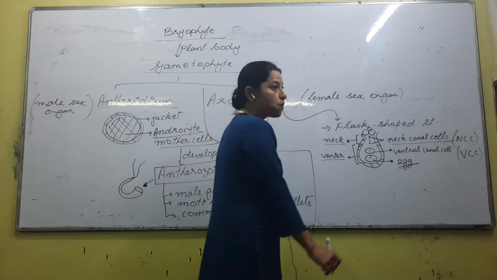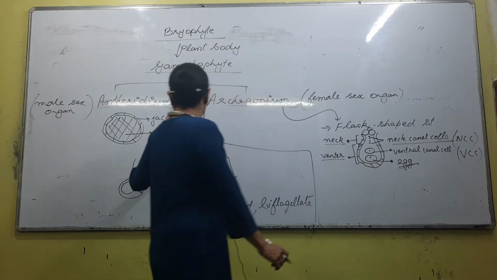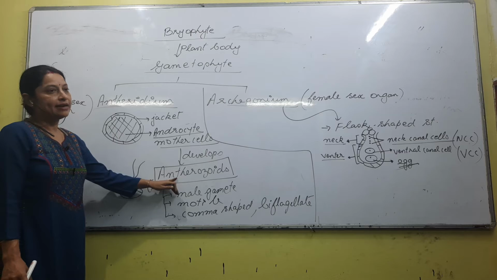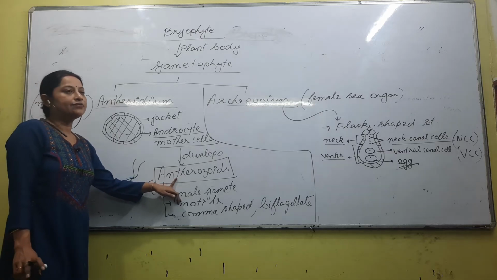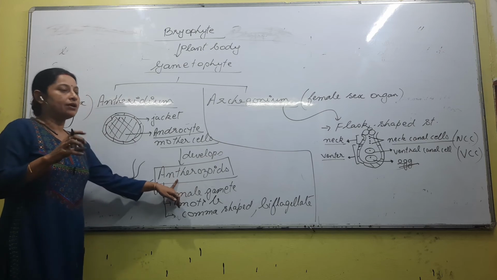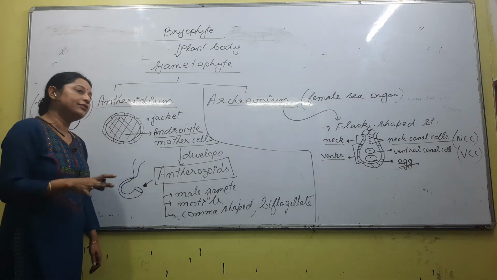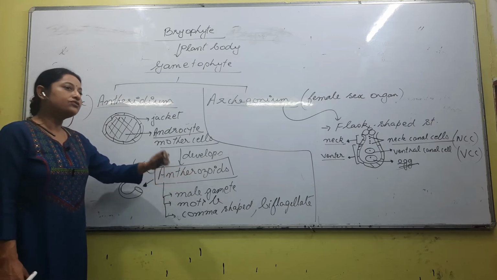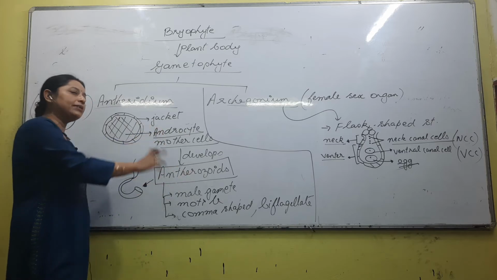Androcyte mother cell. The male gamete has different names. In the case of Angiosperms, the male gamete is inside the pollen grain, so we do not call it the male gamete, we call it the pollen grain. Here the male gametes have another name, anterozoid. The cell that produces the anterozoid is called the androcyte mother cell.